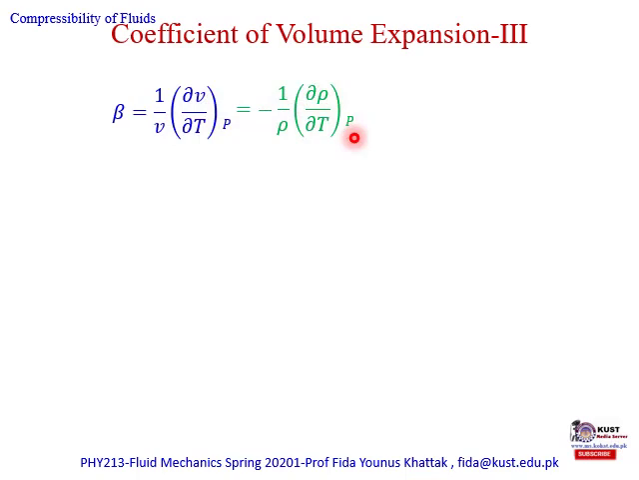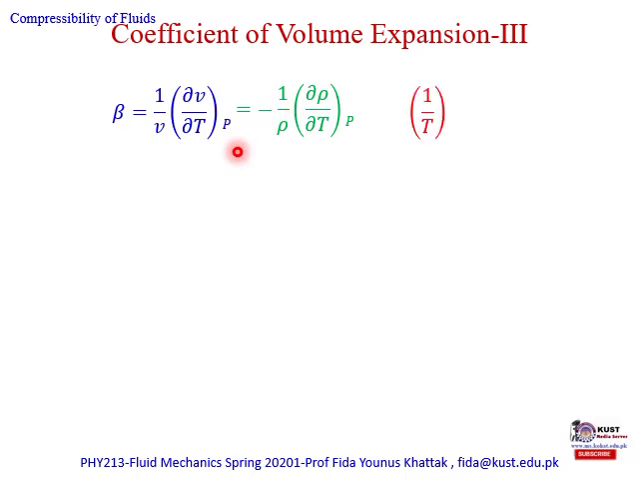You may have noticed something here: the expression in terms of density has a negative sign, while the expression in terms of volume does not have a negative sign. This is contrary to what we had in the isothermal compressibility case, where we had a negative sign here or a positive sign here. The reason is that in this case, when you increase the temperature, the volume also increases, so you have a positive sign. When you increase the temperature, the density decreases, so you have a negative sign.